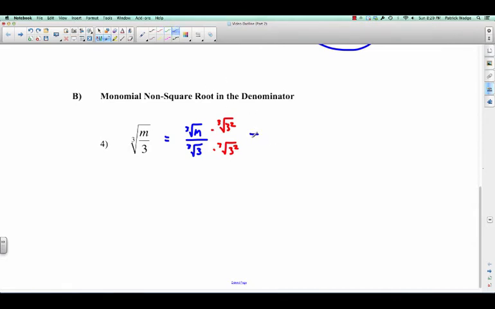Okay, so let's look at the bottom first. Cube root of 3 times the cube root of 3 squared equals the cube root of, well, if we multiply 3 to the first times 3 squared, we get 3 cubed. Or if you want, you can write out 27. That's what it equals. This is 9, this is 3, you get 27. You can do it that way too.